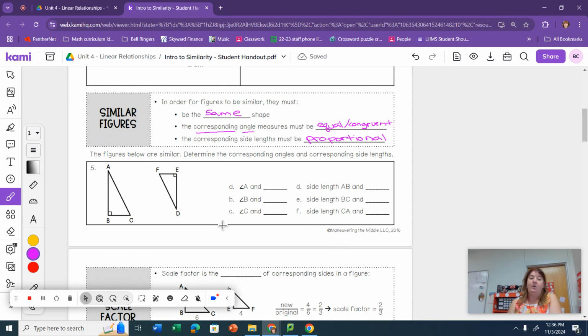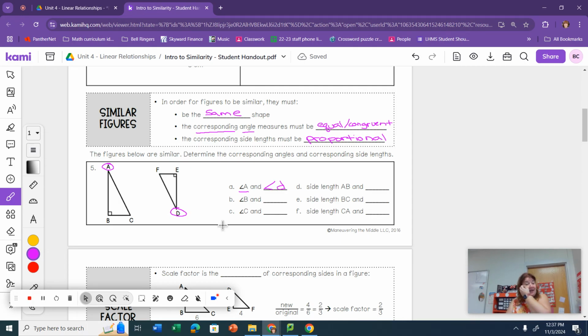Okay, so let's look at the figures below. The figures below are similar. Determine the corresponding angles and the corresponding side lengths. Okay, so this right here means angle A. Angle A is right here, and I can see angle A is straight up from the right angle. See that right angle? It's the one straight up. So angle A would correspond with angle D.